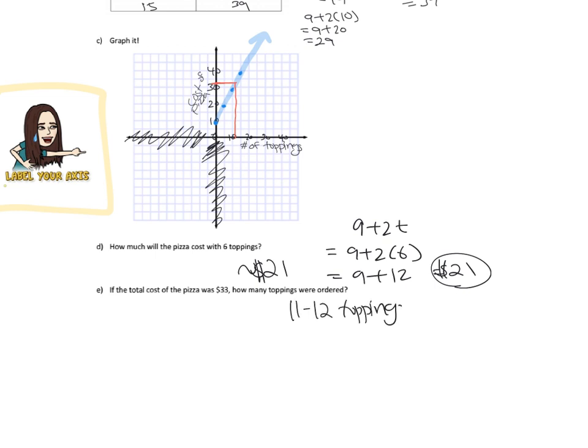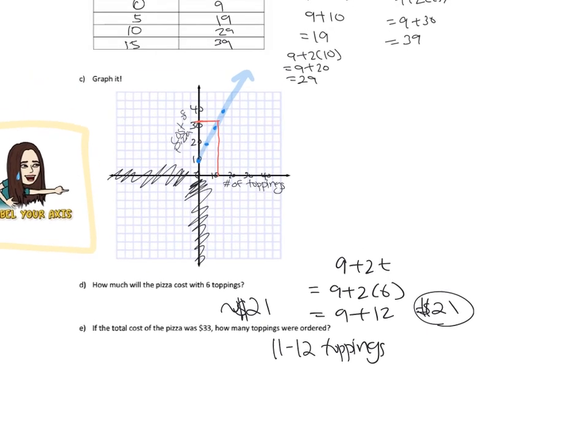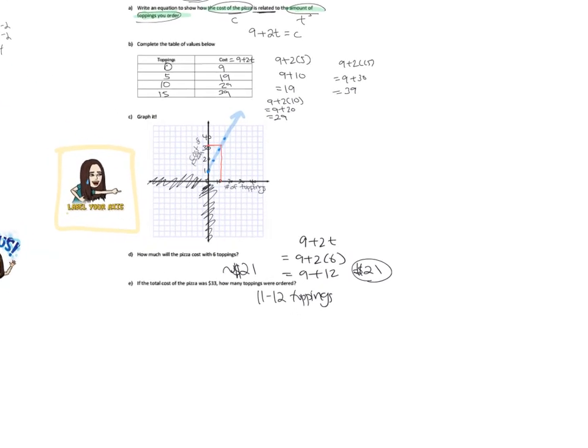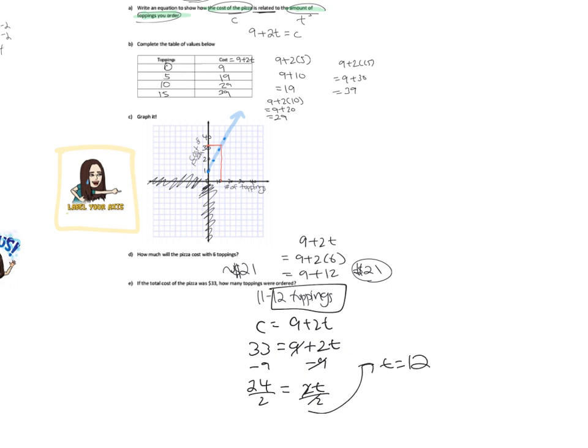To confirm, we're going to use our equation, which was C is equal to 9 plus 2t, and cost was 33. So we substitute 33 for C, and we have to look for what t is. Let's take away 9 on both sides. 2t is equal to 24. Then divide by 2 on both sides. t is equal to 12. So it looks like 12 toppings is the correct answer.